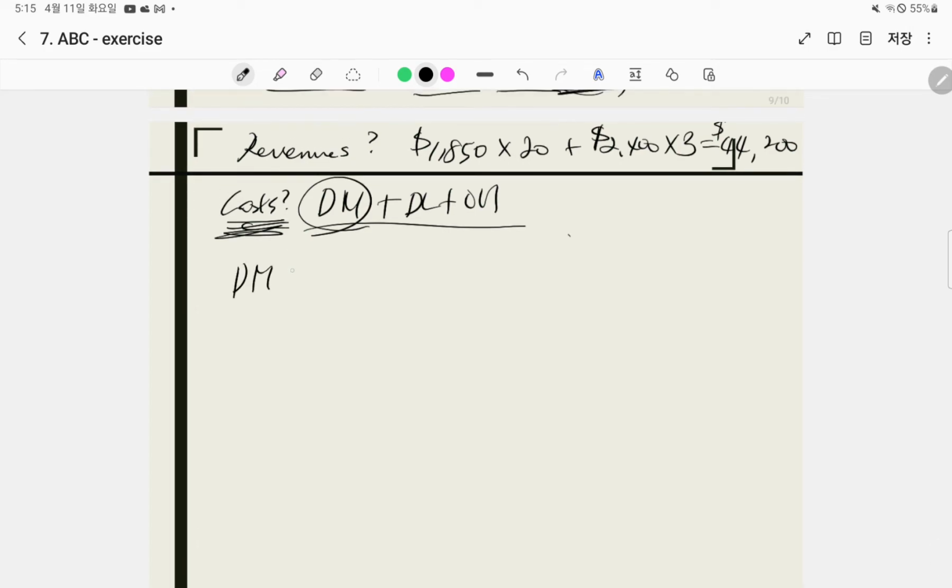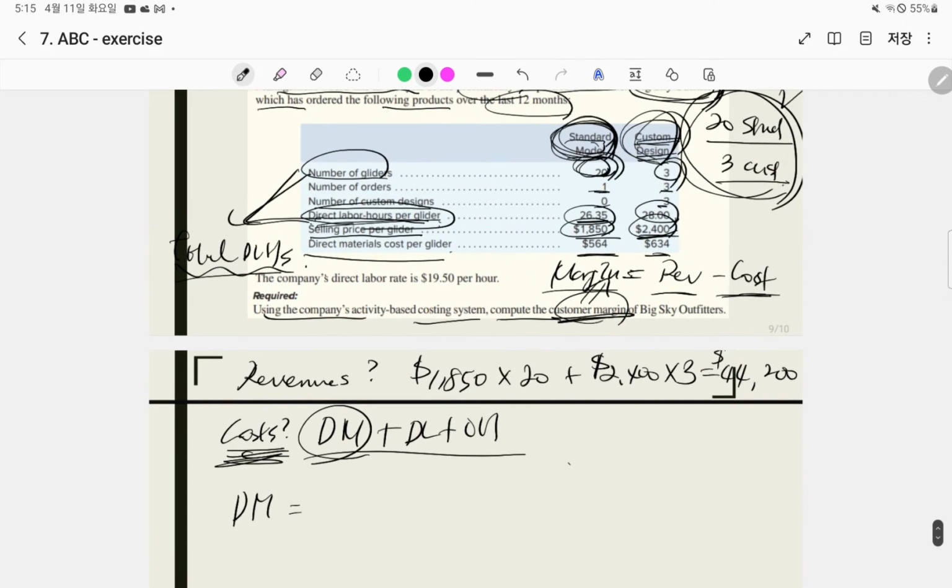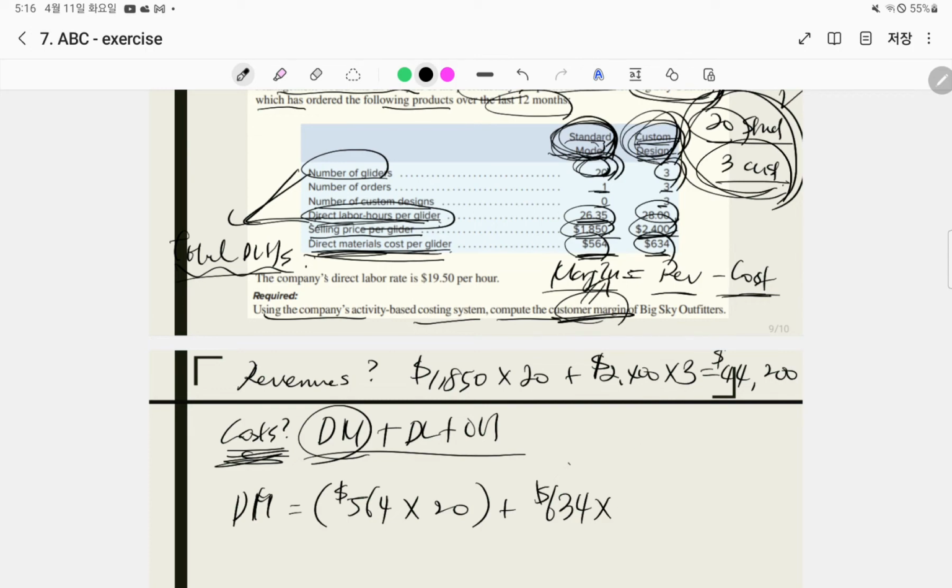So direct labor, how many direct labor costs are incurred? Direct material cost per glider is $564 for the standard model, and we sold 20 standard models, and $634 for the custom design model, and we sold 3 custom design model. So in total, direct materials cost $13,180, right?